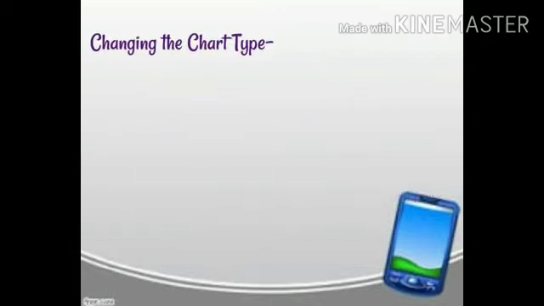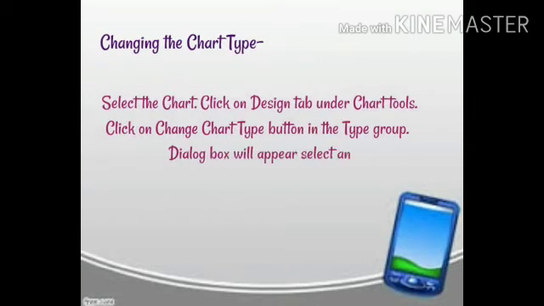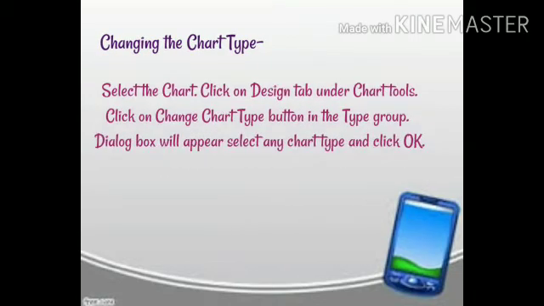Changing the chart type. Select the chart. Click on the Design tab under Chart Tools. Click on the Change Chart Type button in the Type group. The Change Chart Type dialog box will appear. Select any chart type and click on OK. The chart will change automatically.